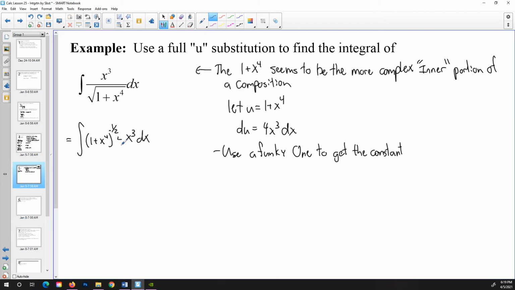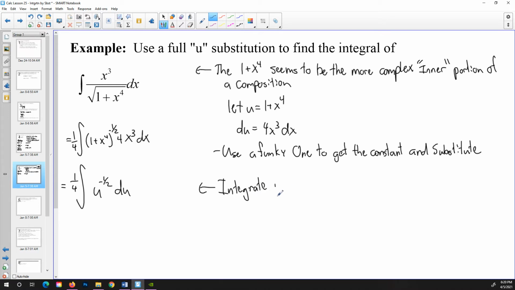So if I put a 4 there, I have to put a 1/4 out front. And so 4 times 1/4 is 1. I got a funky 1. So now I'm going to do my substitution. I'll have 1/4 integral, and then this thing right here is going to be u. So I will have u to the negative 1/2. This expression here is my du, so I'll have du. And now I can integrate using the general power rule.